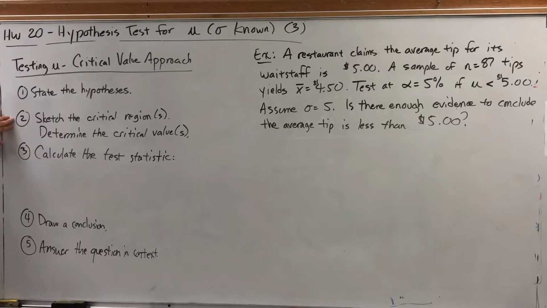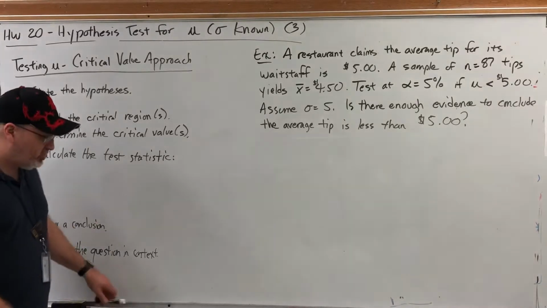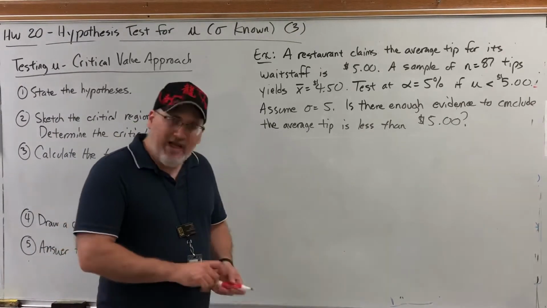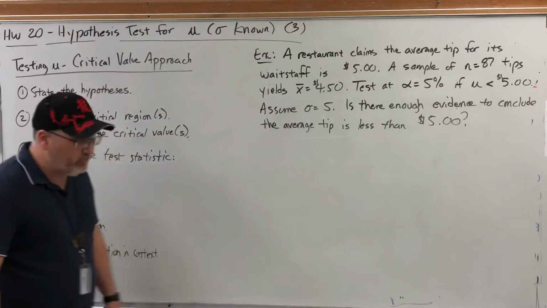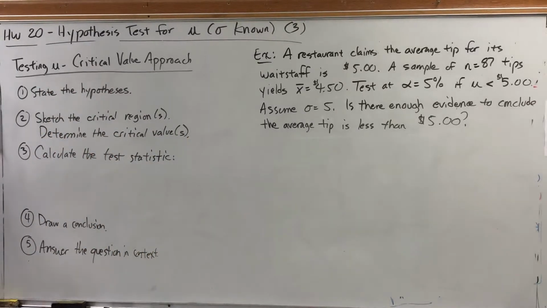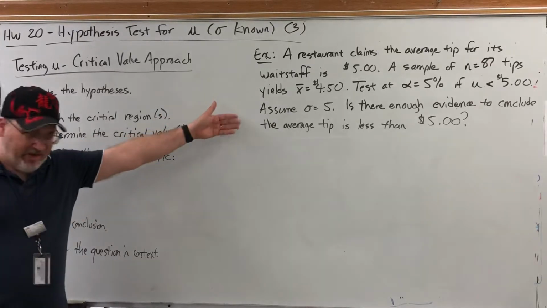Step 2, sketch the critical regions. This is what was illustrated in the previous 2 videos. Determine the critical values. So we're going to use the Z table. Step 3, calculate the test statistic. I'll write a formula here in a minute, but this 3rd step is going to take the sample evidence and turn it into something that we can compare to the critical values. And based on where it lands, whether in a critical region or not, we will draw a conclusion, make a decision about the null hypothesis. And if we're in the context of a word problem, and most of the time you are, answer the question in context because there's usually a question to answer.